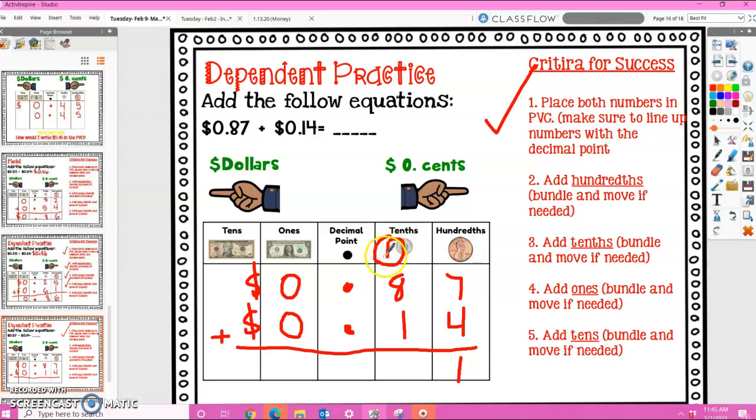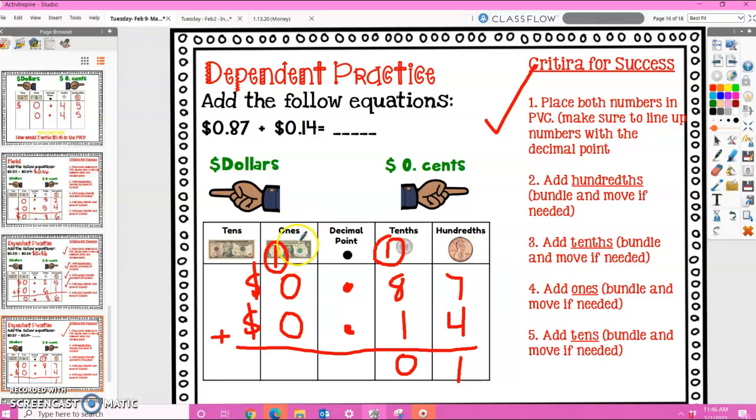Now, I'm going to add 1 plus 8 plus 1, which equals what? 10. You are correct. But we know that we can't write 10 down here like this. So we're going to have to bundle and move again. So that means 0 goes at the bottom of my tens place. And I'm going to bundle and move my 1 to the next place value, which is the ones place, okay? It's not going to go in the tenths place. It's going to go to the next place value, which is the ones place. Not the decimal place, but the next place value that has numbers, which is the ones.